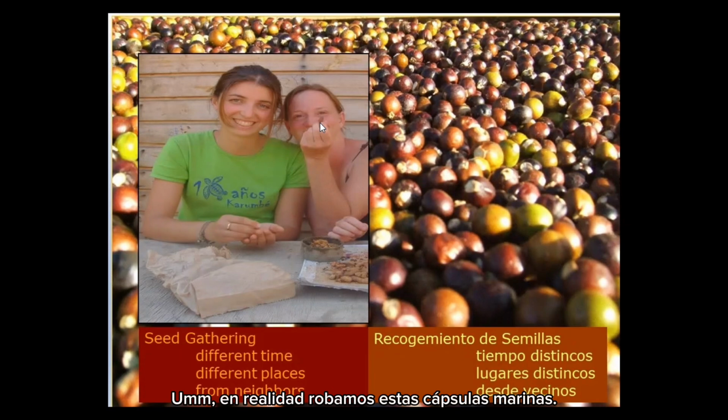We actually stole these seed pods. One day we were driving, we knew where they were. We knew that they were just rotting on the ground. The owners weren't at the area to ask. So we went and grabbed a bunch of them.